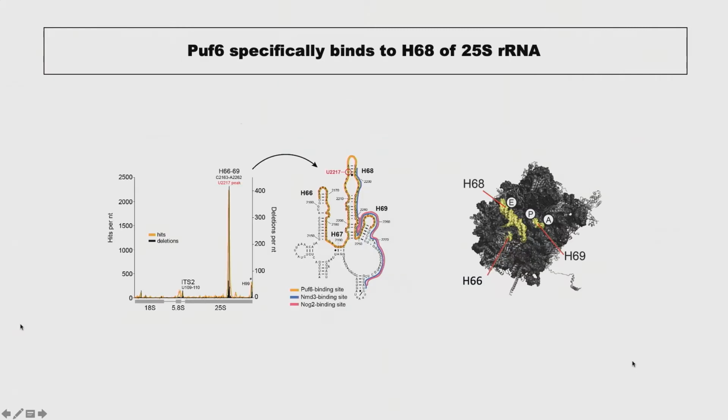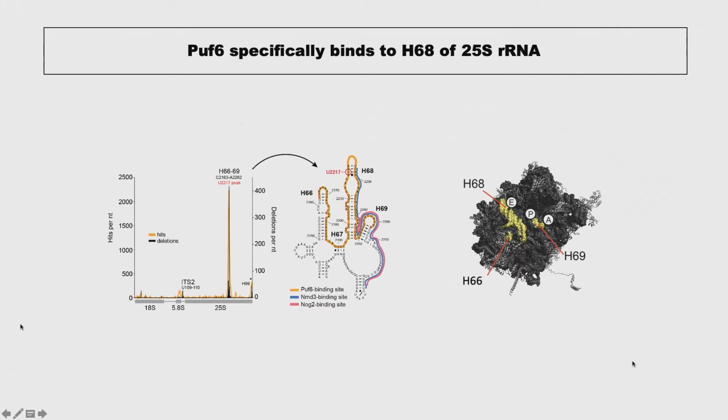And the last puzzle we missed was where exactly Puf6 binds on the large ribosomal subunit, and we used a method which is based on UV. We cross-link protein to the RNA, and then we detect this RNA piece where Puf6 binds. And we detect this binding site in helix 68, which maps on the subunit interface of the large ribosomal subunit, where all the functional centers actually lie.